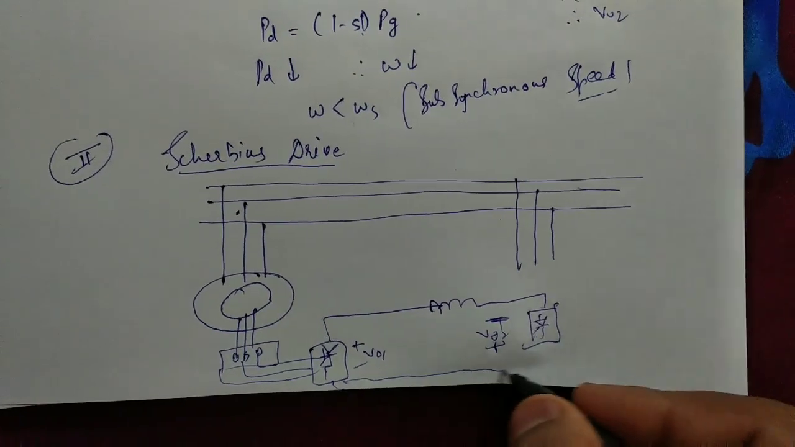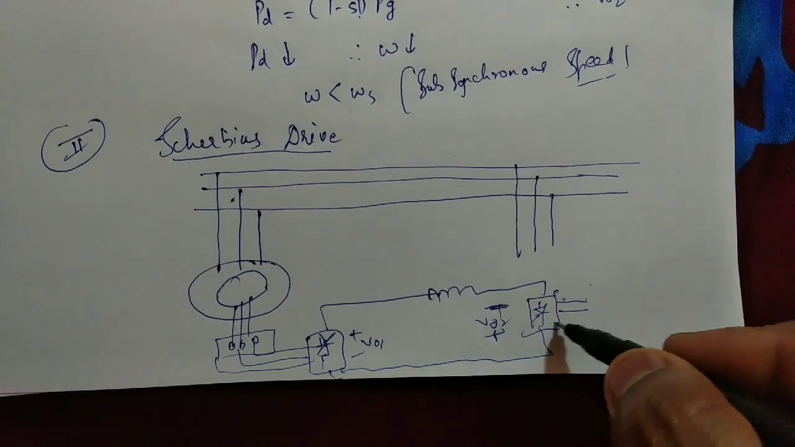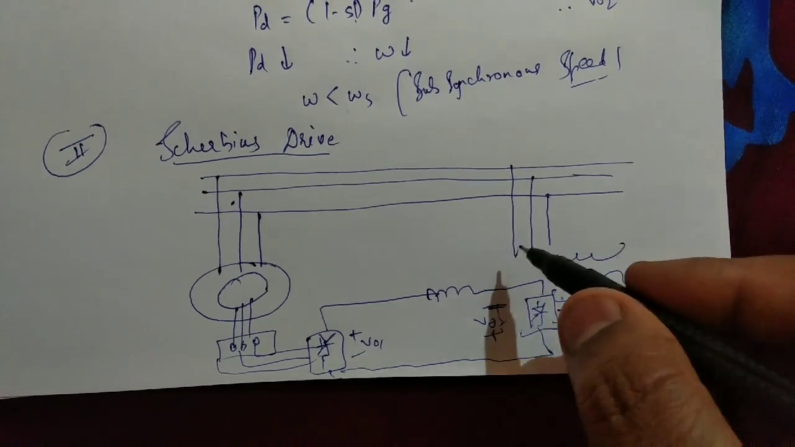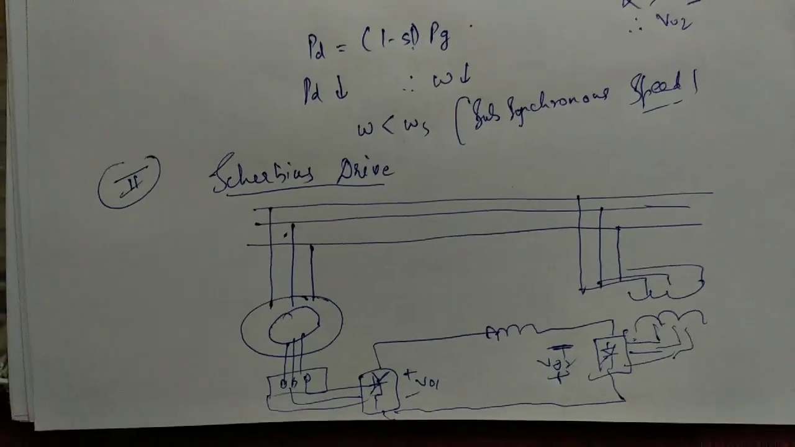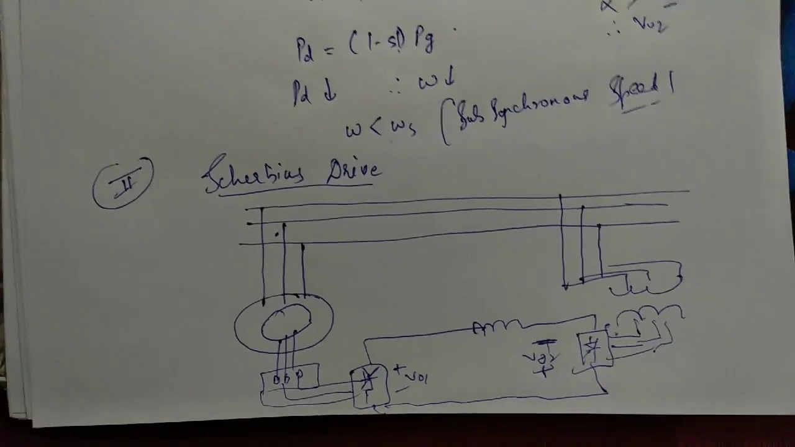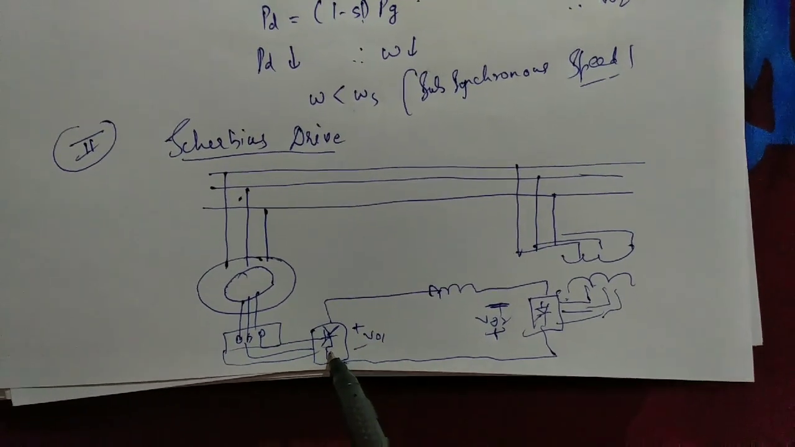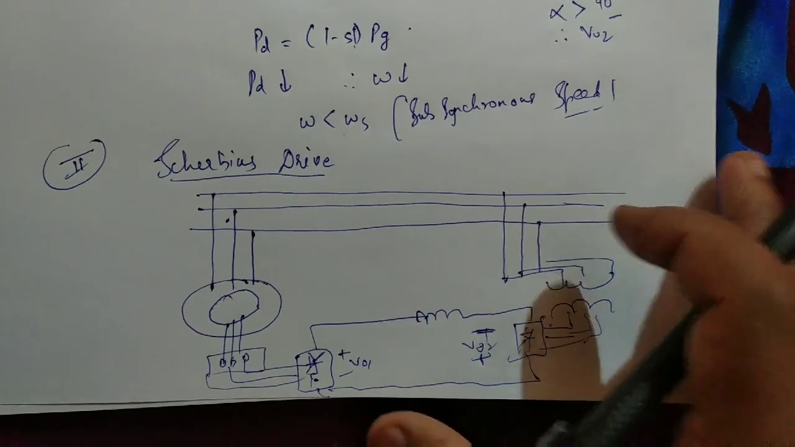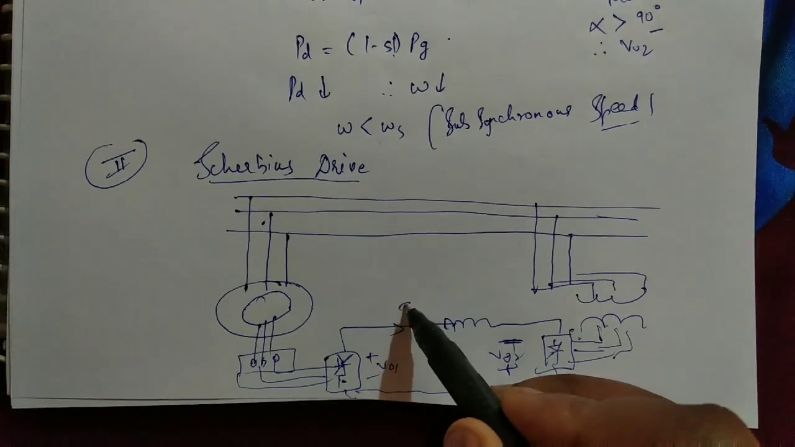Like this, and from here a transformer is connected. So this is the Scherbius drive. The only change is that here, in place of the 6 pulse diode rectifier, we will connect a 6 pulse full wave converter. Here the current is ID.